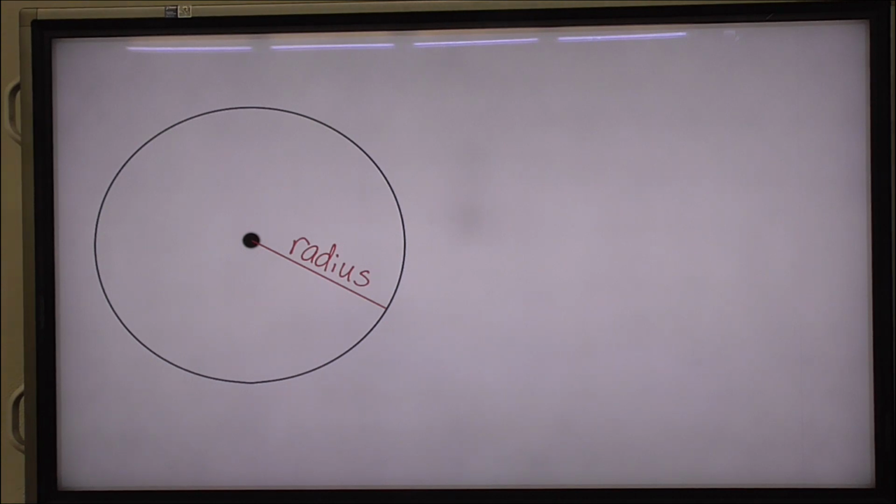Another line that we need to take care of looks like this. It goes clean across the circle through the center. What is the name of this particular line? That is the diameter.